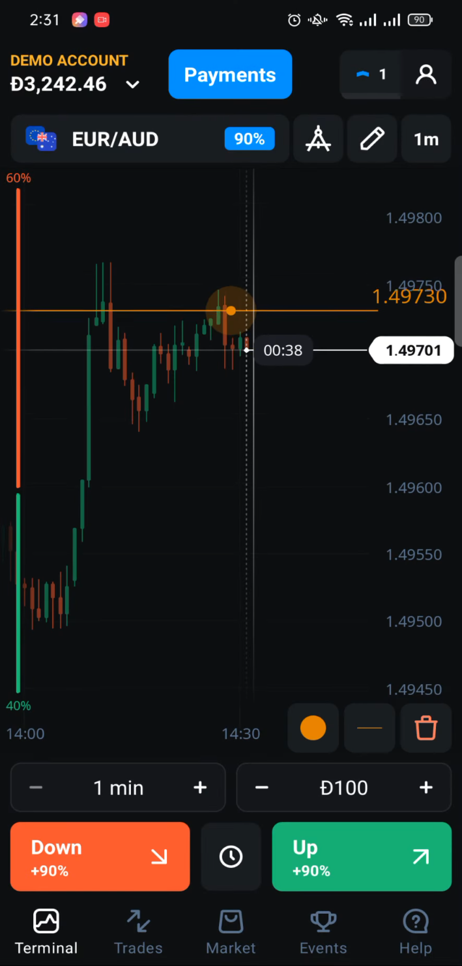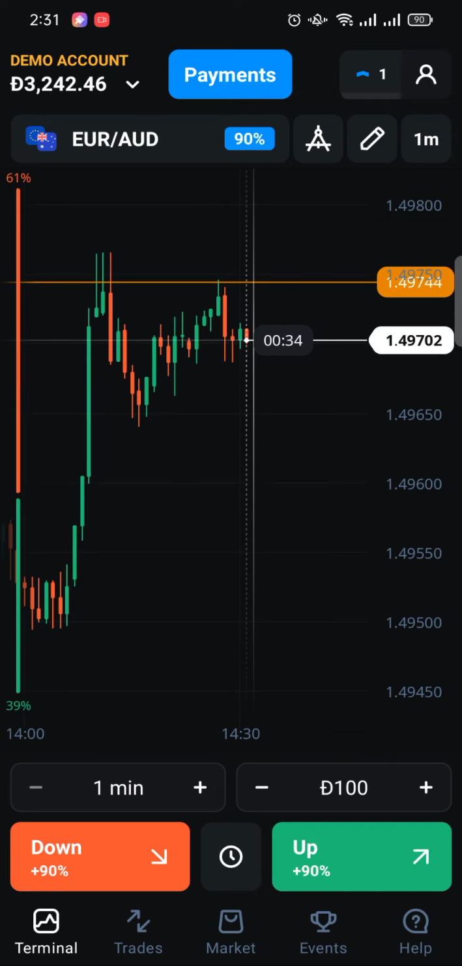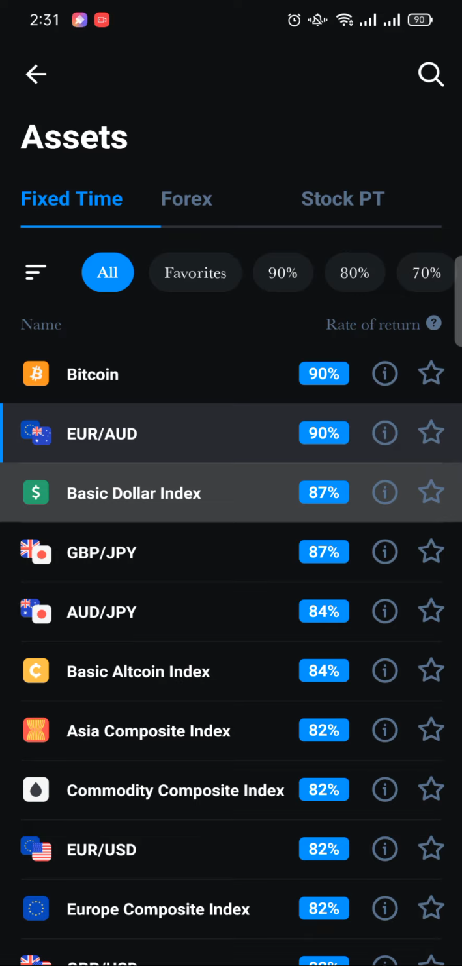Let's make a horizontal line and see how it reacts. I just made a horizontal line up front. I'm still waiting for it to touch the SR, which is 1.49744. Yes, it is the SR I'm looking for.